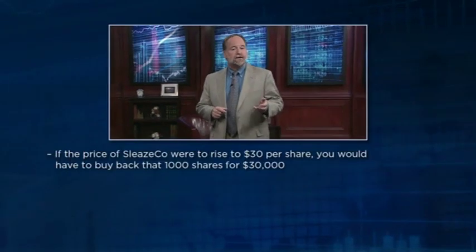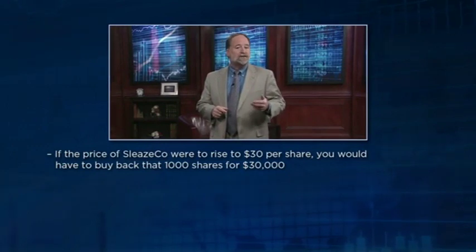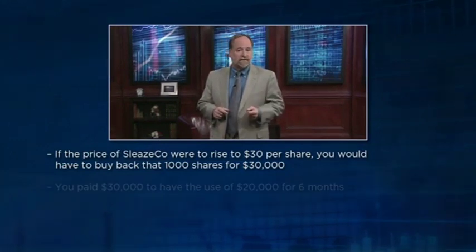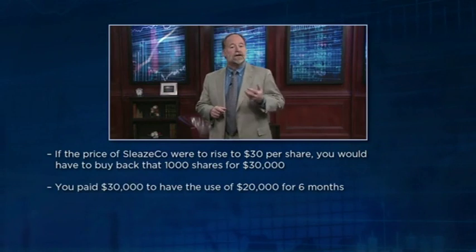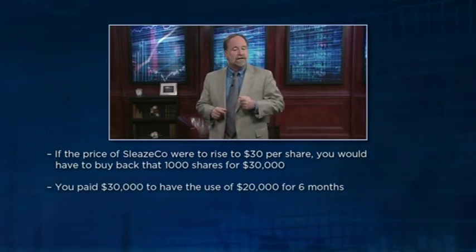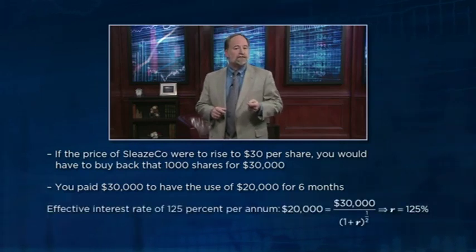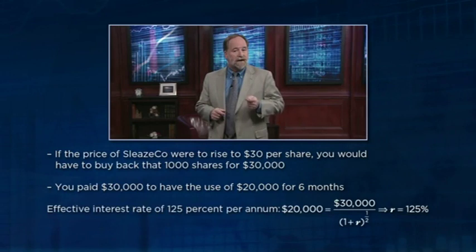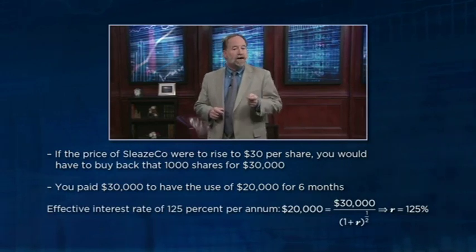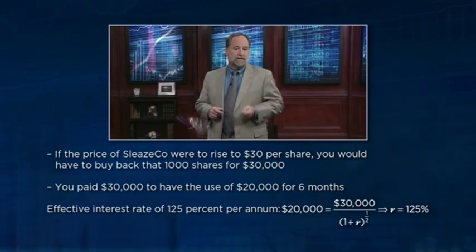If the price of Sleesco were to rise to $30 per share, you'd have to buy back those 1,000 shares for $30,000. In that case, you have paid $30,000 to have the use of $20,000 for 6 months. That's not a good deal. Essentially, you paid an effective interest rate of 125% per annum. That is, you paid the rate R such that $20,000 equals $30,000 discounted back at 1 plus R for half a year. That's R equals 125%.